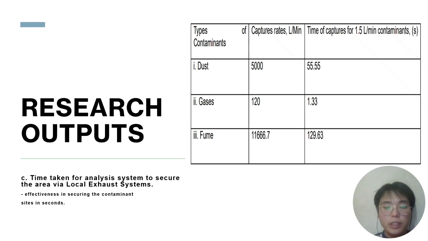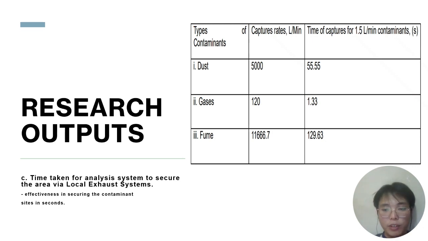So the research output is the time taken for the analysis system to secure the area through the local exhaust system. The local exhaust system is measured by its effectiveness in securing contaminated sites in seconds. It means it is used to test how long the system needs to ensure that all the contaminant is captured. For instance, the local exhaust ventilation system captures dust at the rate of 5,000 liters per minute, and it only takes 55.5 seconds to capture all the dust. While for gases, it takes 1.3 seconds to capture 120 liters per minute of gases.